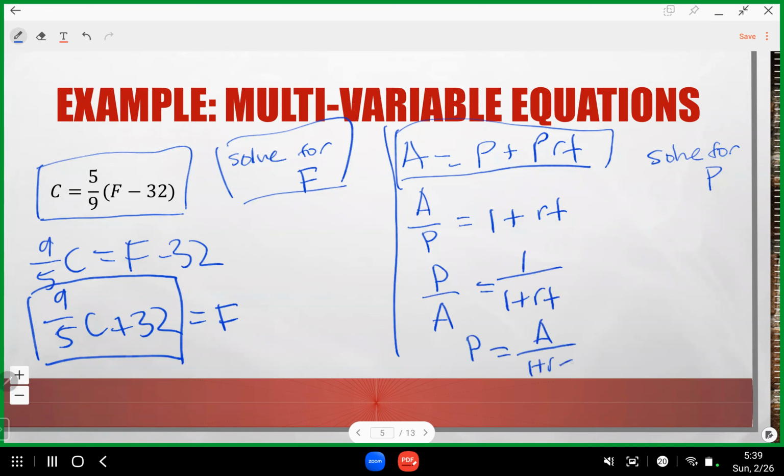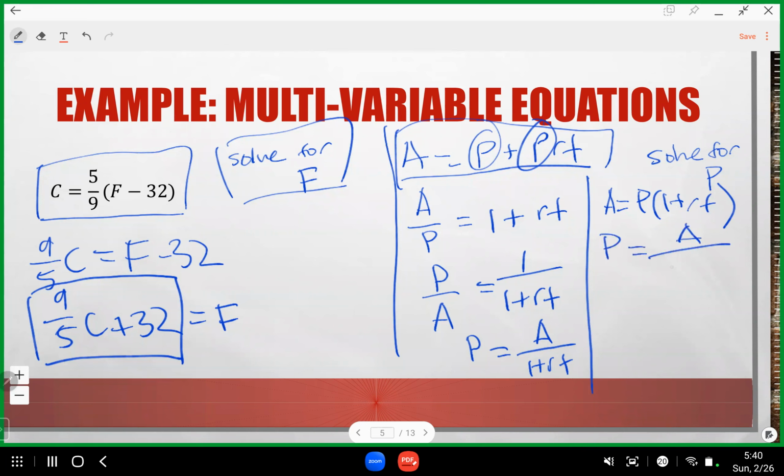Very well done. So this is one way to solve it. I would prefer you use factoring instead because it's much faster. As you can see here, what is it called? The greatest common factor, right? The greatest common factor in P and PRT is P. Let's factor that out. It's going to be P times the quantity of 1 plus RT. And all you need to do is divide 1 plus RT from both sides. P is equal to A over 1 plus RT.